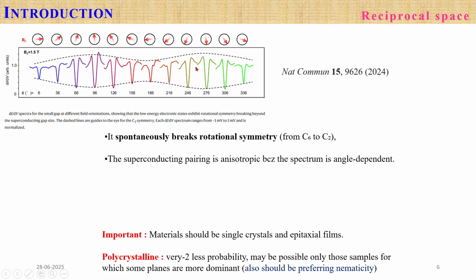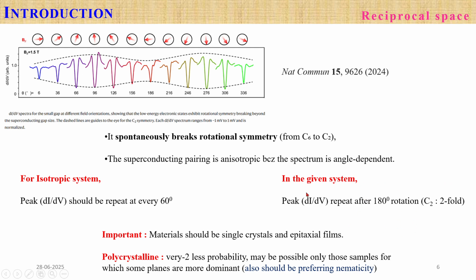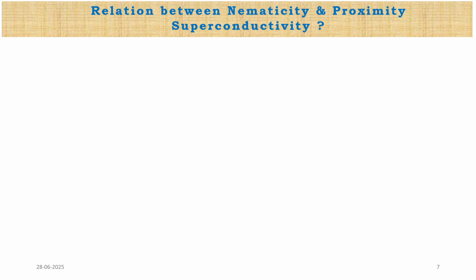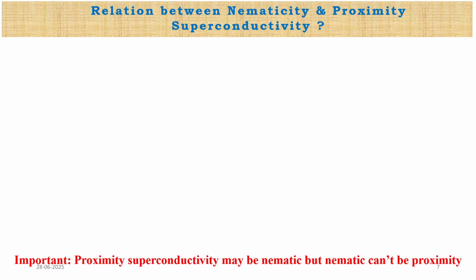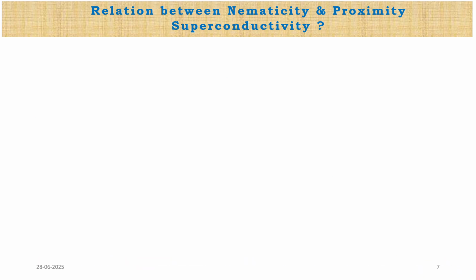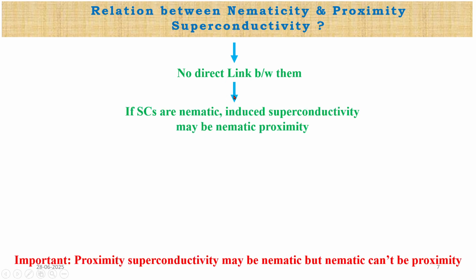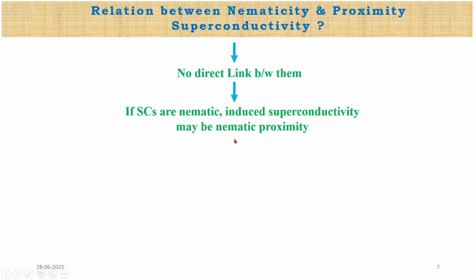So this is the anisotropic superconducting gap, and for isotropic, the system should repeat at every 60 degrees. The peak should be the same, but here the system repeats after a 180-degree rotation. So this shows the C2 fold symmetry, and this breaks the nematic superconductivity. The relation with proximity superconductivity and nematic superconductivity is that the similarities are looking alike. There is no direct link between proximity and nematic superconductivity. If superconductors are nematic, induced superconductivity may be nematic proximity.